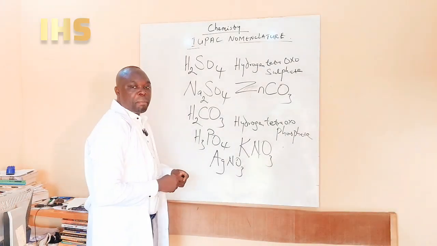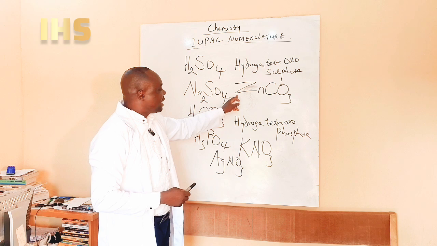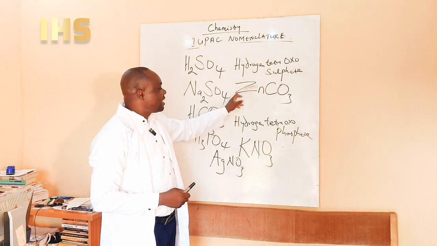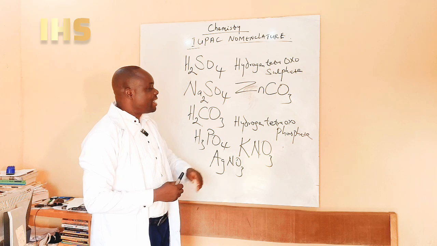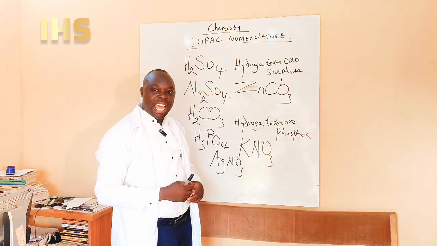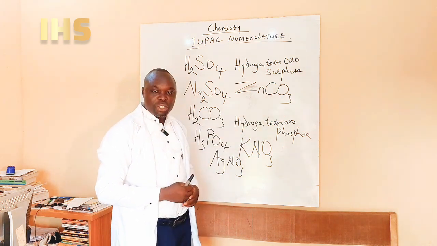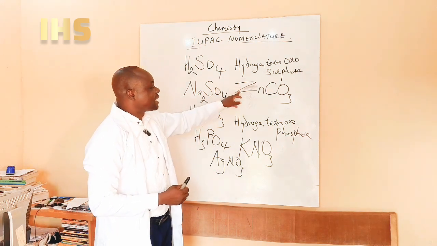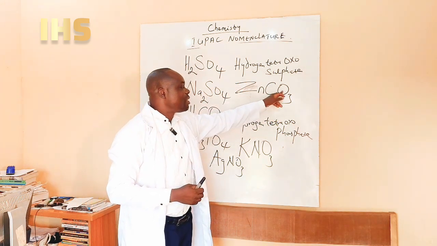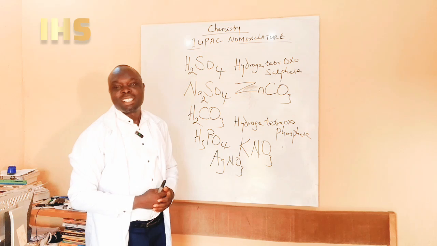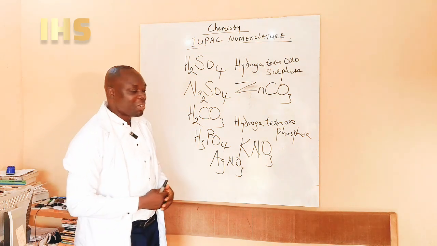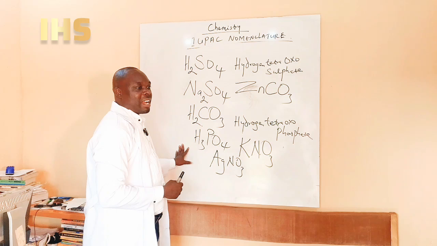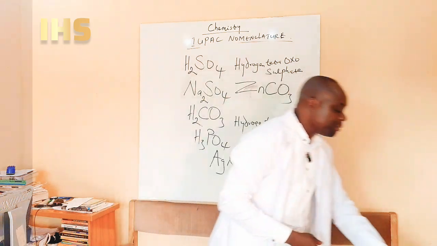ZnCO3. Remember, Zn is what now? Zinc. Zn is zinc. So this 3 is tri, this O is oxo, this is carbonate. So you can now say this is called what now? Zinc trioxocarbonate. That is it.